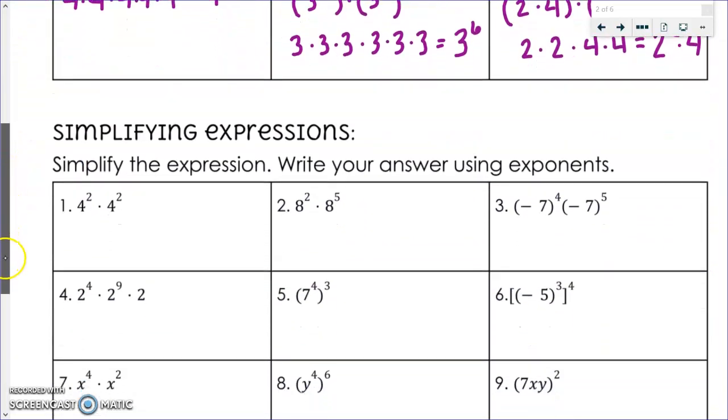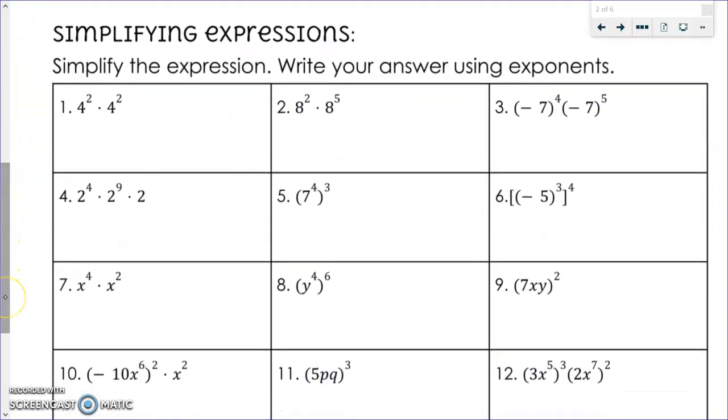So now, on the bottom of the worksheet, there's just practice. We're just going to simplify and write our answers using exponents. So we're not evaluating, we're just going to rewrite these with our new exponents. So take a second, try to simplify these, and then come back to the video to check your answers.